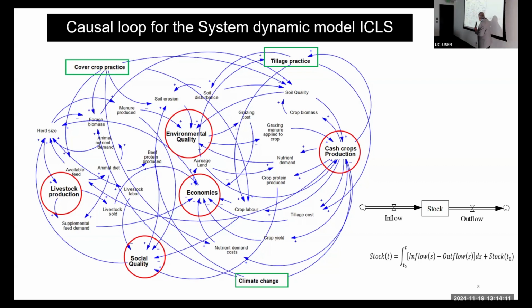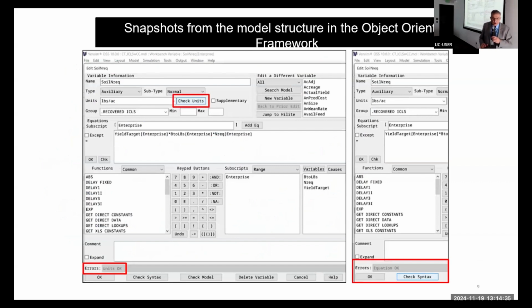Each of those black definitions that you see is basically what we call a stock. And then you have the inflow and the outflow from that. Essentially, it is a mass balance equation for each of those components. Now, in real life, we can have an equation for each of those blue arrows that you saw in the conceptual diagram, which is called a causal loop diagram.